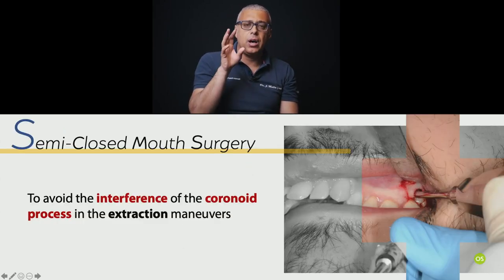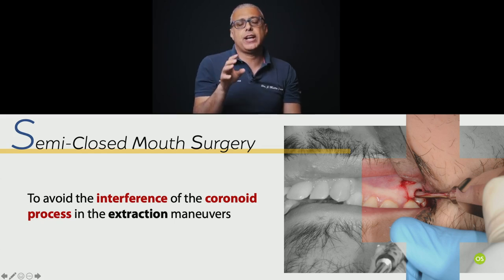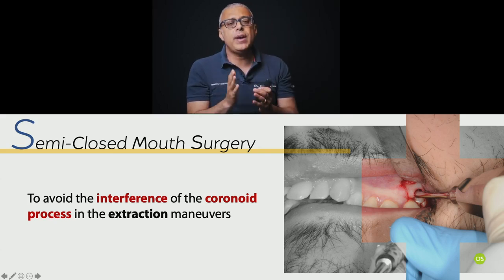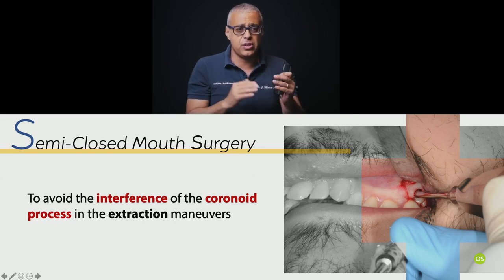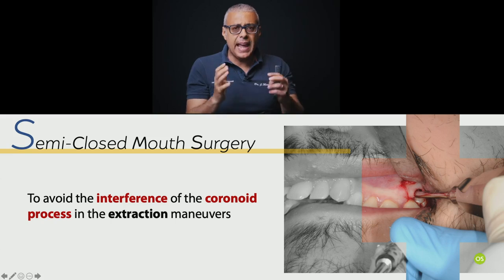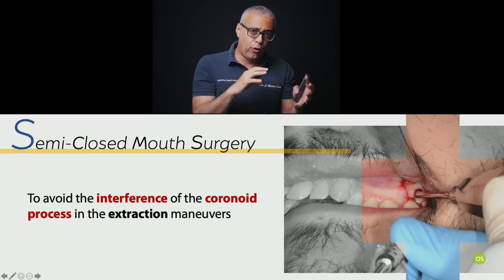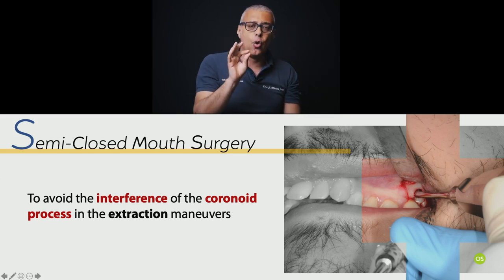When we talk about upper third molar surgery, we have to find the correct position. We know that if the mouth of the patient is open, we're going to have an interference between the coronoid process of the mandible and the maxilla. And so the best position to perform upper third molar surgery is in a semi-closed position of the mouth.